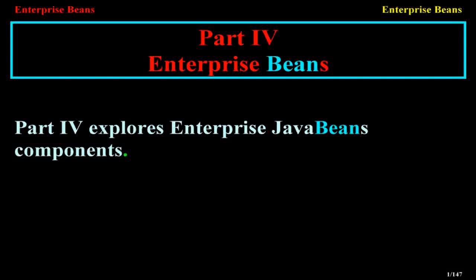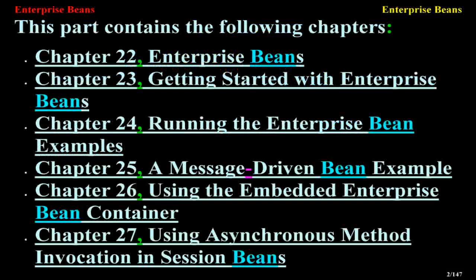Part 4 Enterprise Beans. Part 4 explores Enterprise Java Beans components. This part contains the following chapters. Chapter 22, Enterprise Beans. Chapter 23, Getting Started with Enterprise Beans. Chapter 24, Running the Enterprise Bean Examples. Chapter 25, A Message-Driven Bean Example. Chapter 26, Using the Embedded Enterprise Bean Container.